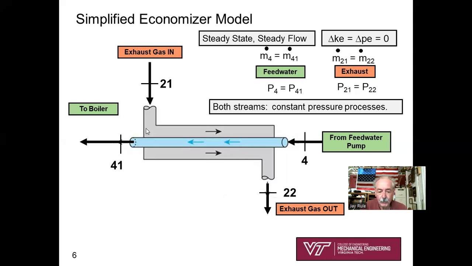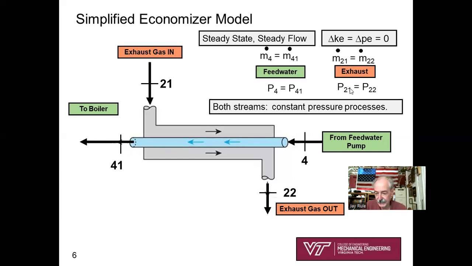Continuity equation: m dot 4 equals m dot 41. That's your one inlet, one outlet, steady state, steady flow. On the exhaust gas side, same idea: steady state, steady flow. So m dot 21 is m dot 22. For our model, we're really not dropping much, if any, pressure across 4 to 41. So the feed water pressure is not dropping significantly across this economizer. We say constant pressure process.